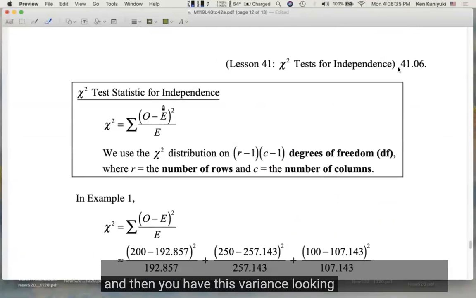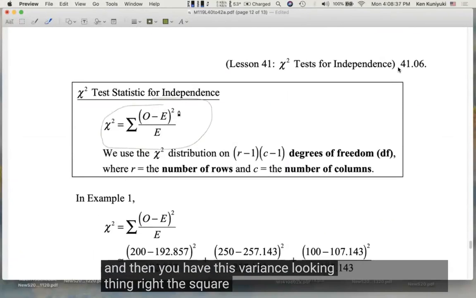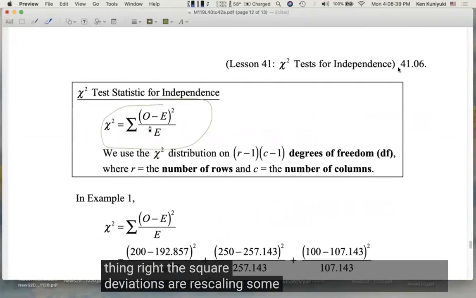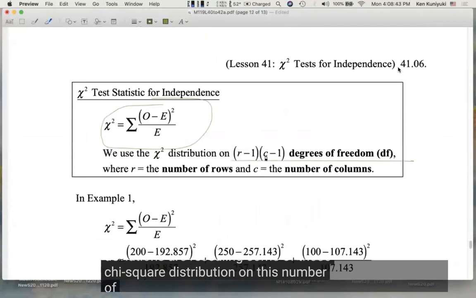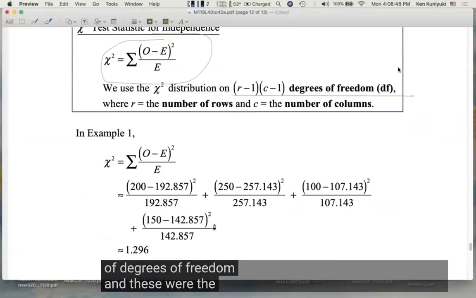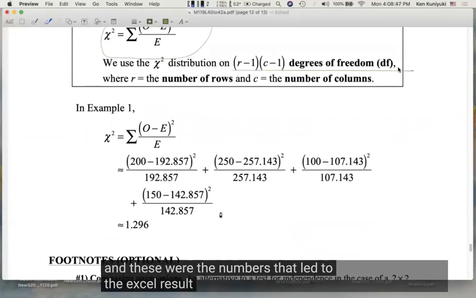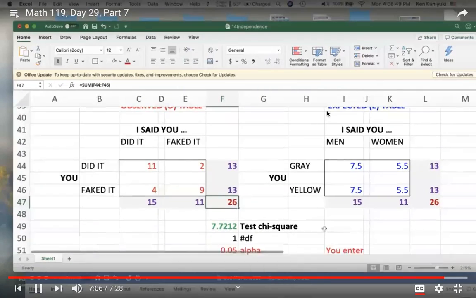And then you have this variance-looking thing, right? The squared deviations are rescaling some of those. Chi-square distribution on this number of degrees of freedom. And these were the numbers that led to the Excel result. Okay, well, up here.